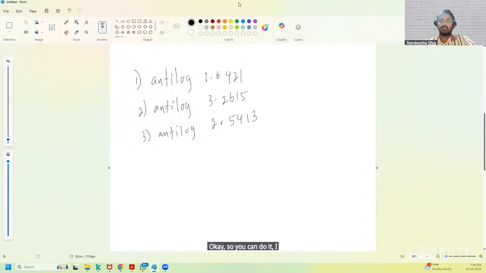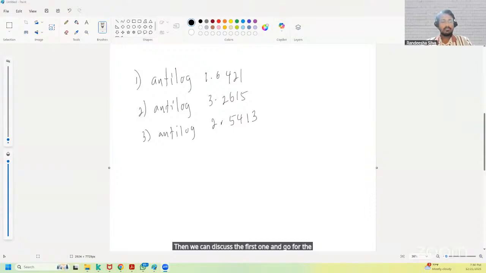I'll give you 5 minutes. Then we can discuss the next part, the most important, the multiplication and division of numbers using logarithms. That will be really fun. So you can do this first. 5 minutes I'll give you. Then we can discuss the first one and go for the next part.